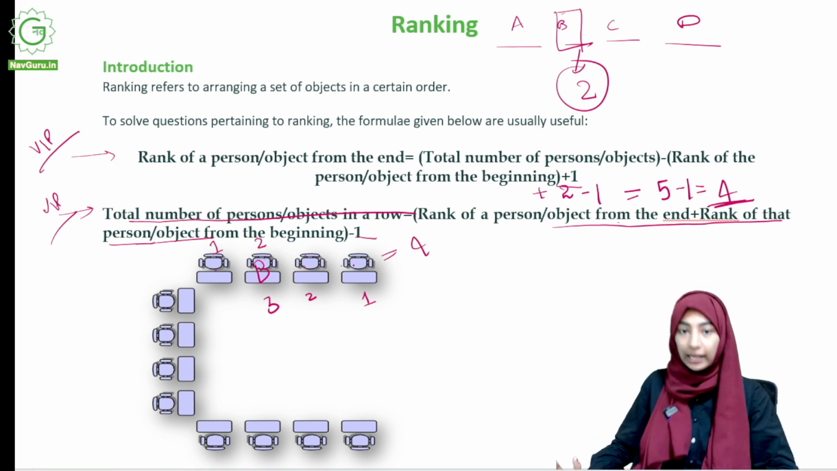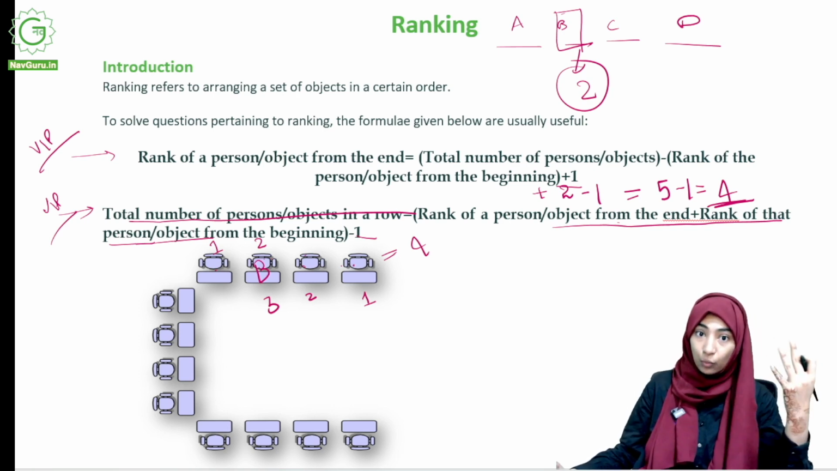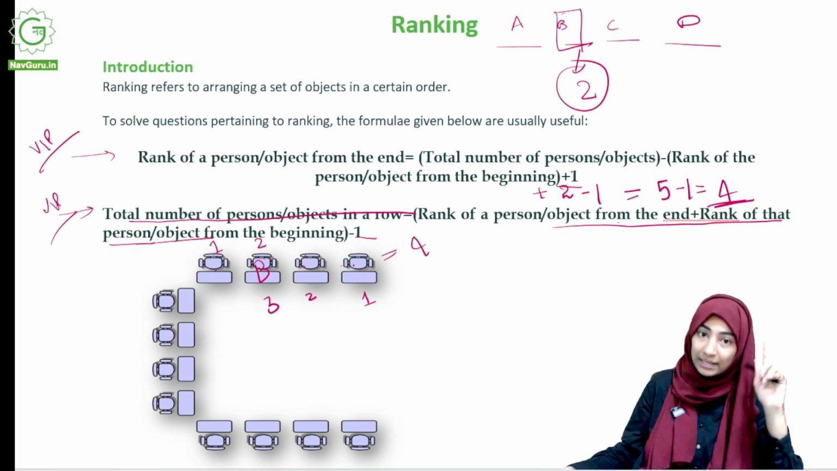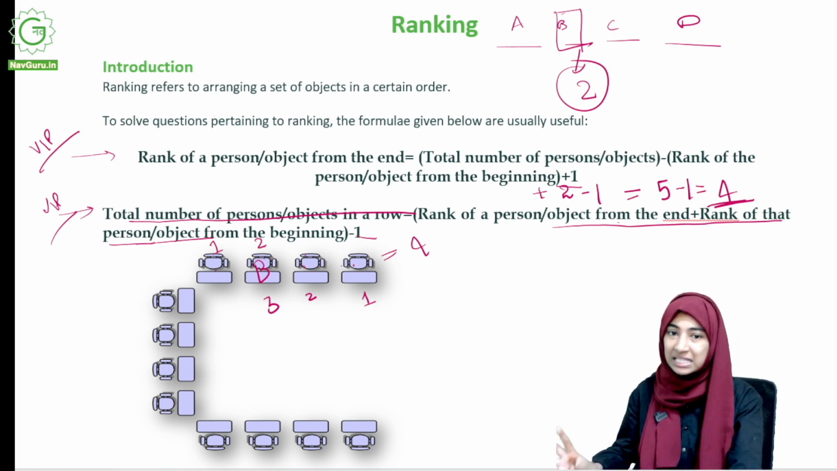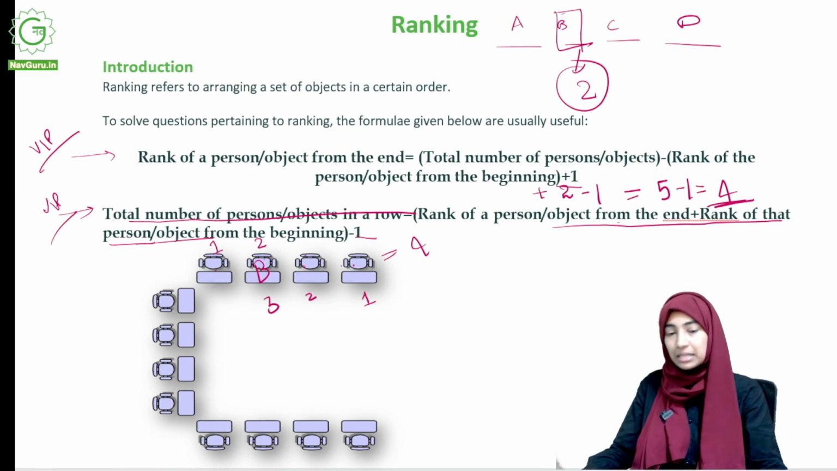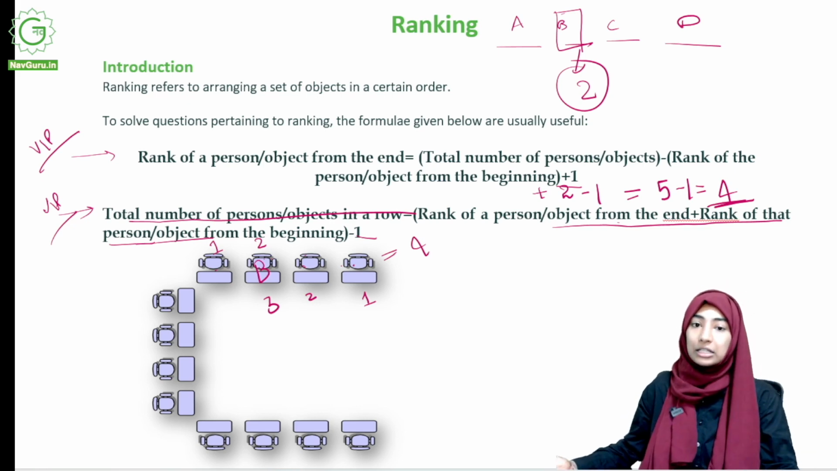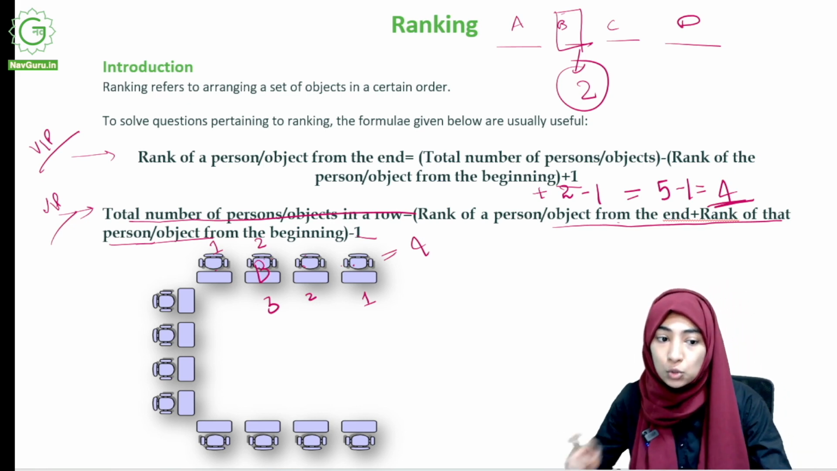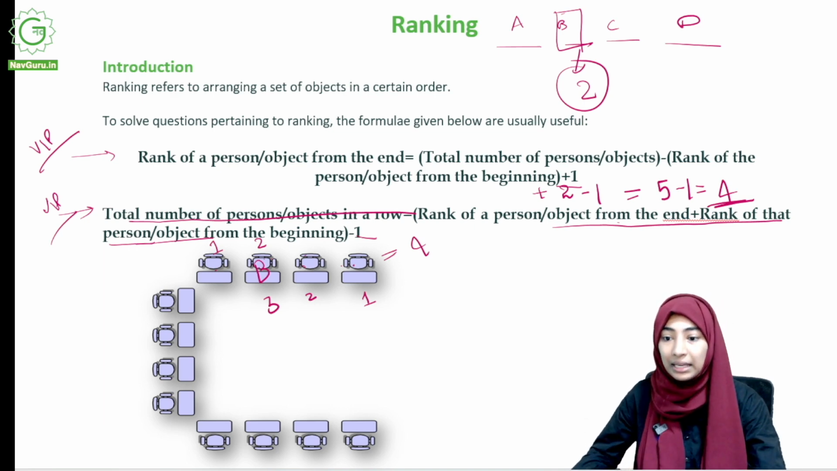Even if you did not get it, that's not the point. Your brain did some active work trying to recall things. You might have made some mistake, you might have given a plus here, or a minus there, but the next time you are not likely to make this mistake, because your brain is like, oh okay, that was wrong. Anyway, it is total number of persons or objects minus rank from the beginning plus 1.